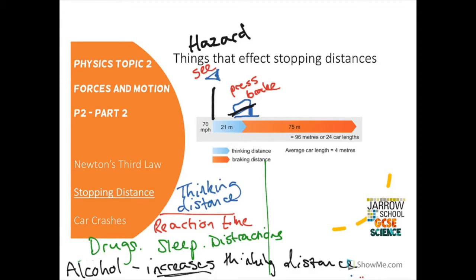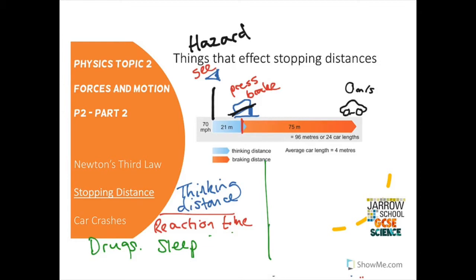It's important to point out here that alcohol would actually increase the thinking distance, and that is because your reaction time would be longer. So the amount of time between seeing something and pressing the brake pedal would also increase. So alcohol increases the thinking distance. Normally increasing things mean that they're better, but in terms of thinking distance, a shorter thinking distance is better for stopping the car quicker. And the next thing is the braking distance.